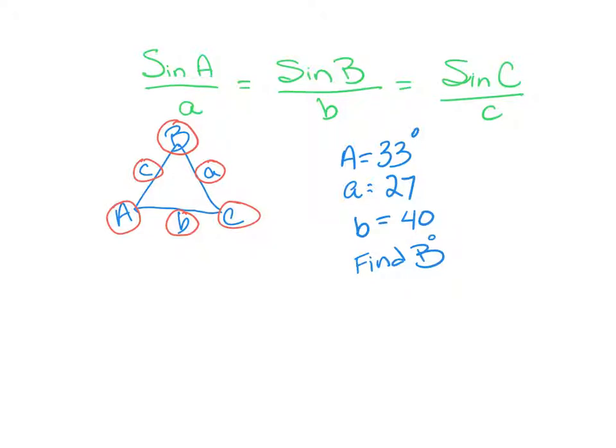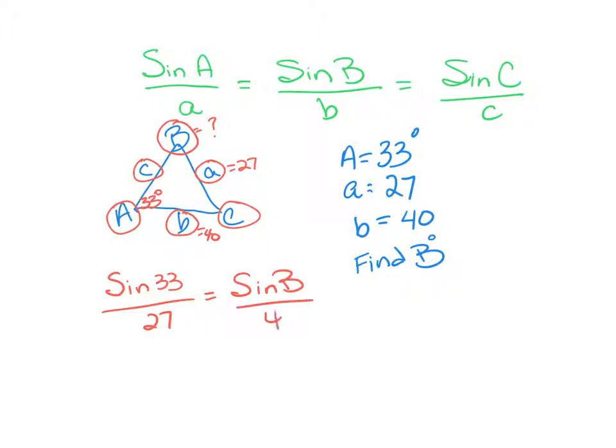So in this problem, it tells me that A is 33 degrees, little a is 27, and little b is 40, and it wants me to find big B. I'm going to set it up on this fraction, and I only have a's and b's, so I don't even need the fraction with the c's in it for this one. So it's sine of the angle, 33, over 27, equals sine of big B, don't know what big B is, over 40.